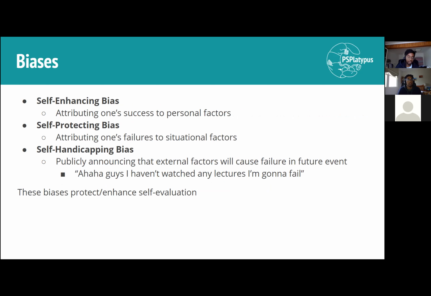Biases. Three different biases. Self-enhancing bias is attributing success to personal factors. So that's internal understanding of success. Self-protecting is attributing failure to situational factors. So that's blaming the environment, sort of. And you have self-handicapping bias, which is publicly announcing that external factors will cause failure for a future event. So it's kind of like saying, lol guys, I haven't watched any lectures and I'm going to fail, before you go into an exam. It's kind of like handicapping yourself so you don't feel bad if you actually do fail, I think. And they essentially protect and enhance self-evaluation.